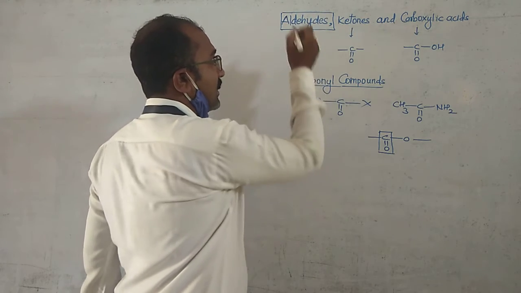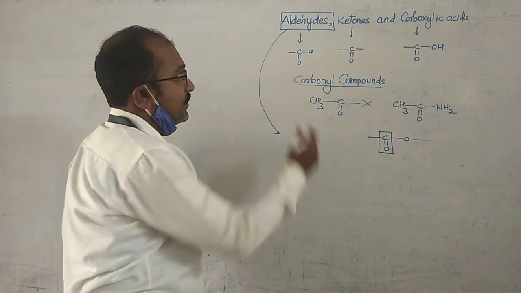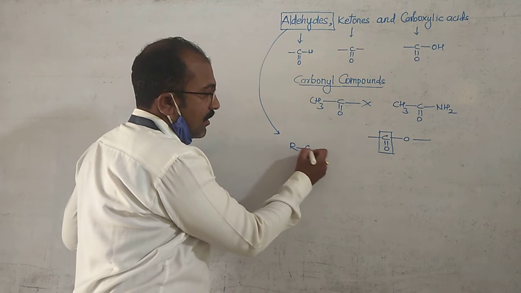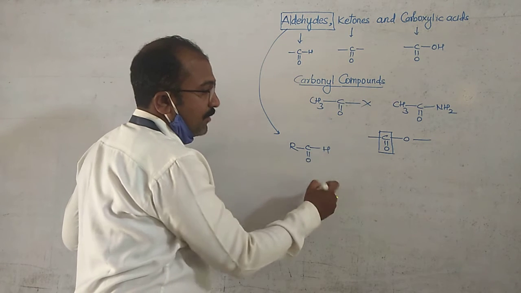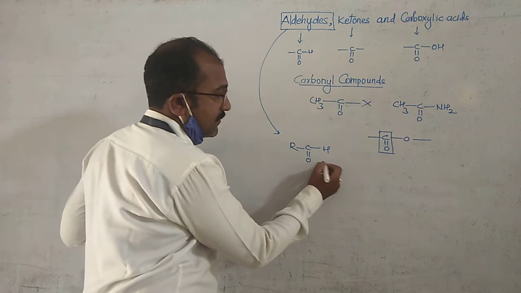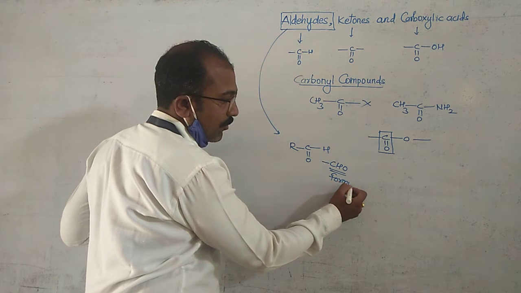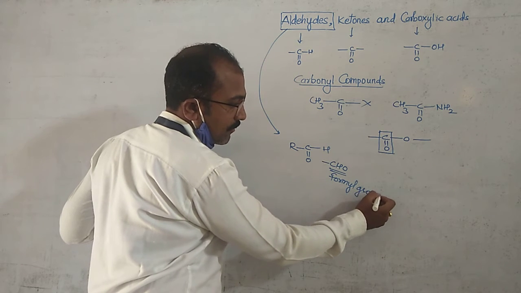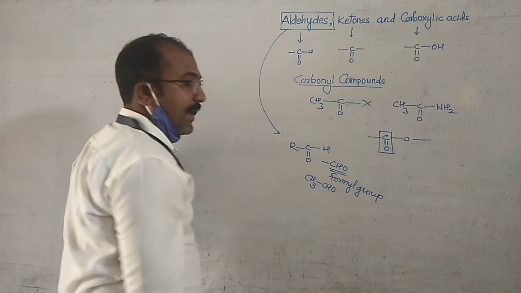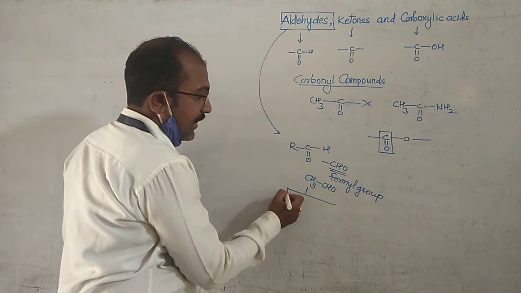Aldehydes are defined as carbonyl compounds in which one of the free valencies of the carbonyl carbon is satisfied by an alkyl or aryl group, whereas the other free valency is satisfied by a hydrogen atom. The functional group for aldehyde is CHO, and this functional group is called the formyl group. For example, CH3CHO, acetaldehyde.